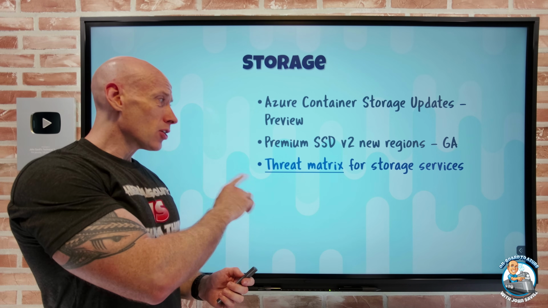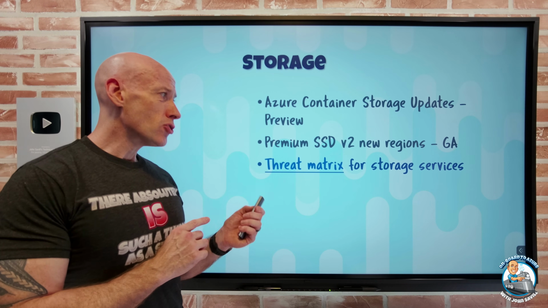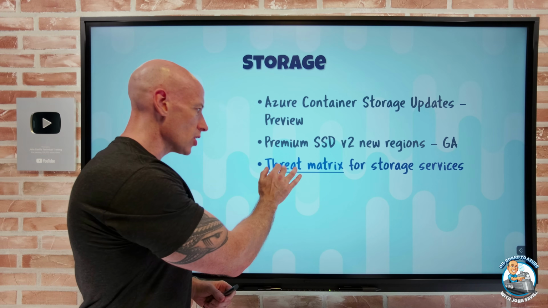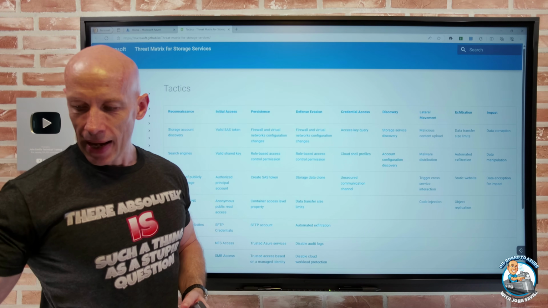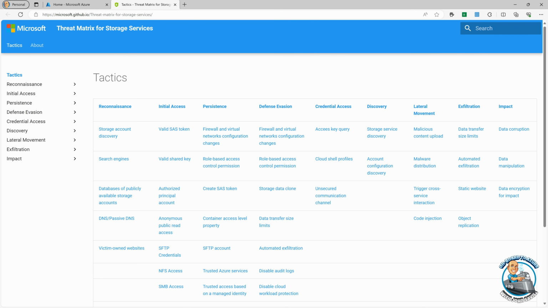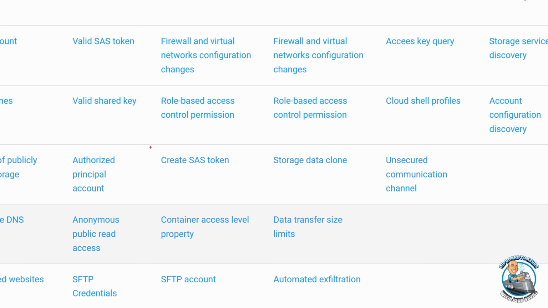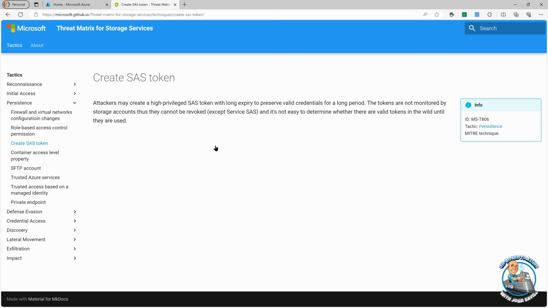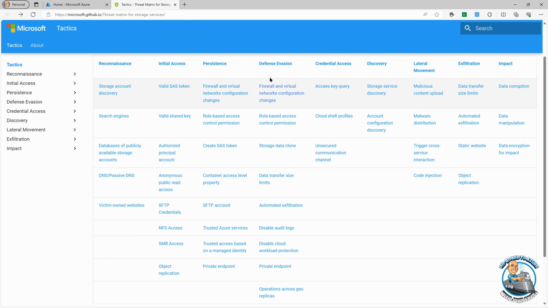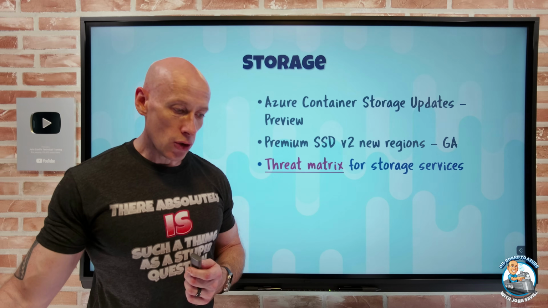And just something kind of cool I saw is they've introduced a threat matrix for storage services. This is available on GitHub. What it basically lets me do is look at the different tactics that may be there as a threat, and then I can dive into each of the individual types of threat to see what this really means. So, hey, create a SAS token. It walks through what that threat may be, and what the technique would be if it applies.